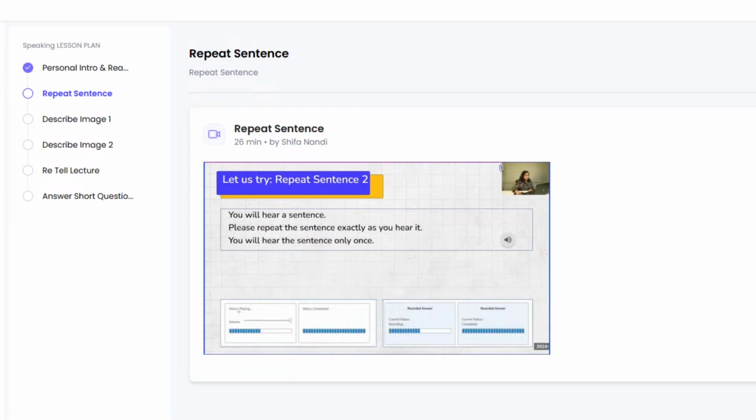So initially, when the audio is playing, the status will be playing. The moment the audio is complete, it will change to completed, and the blue bar you will see will reach to the extreme right. And immediately you have to start recording the response, and you can see that the status changes to recording.